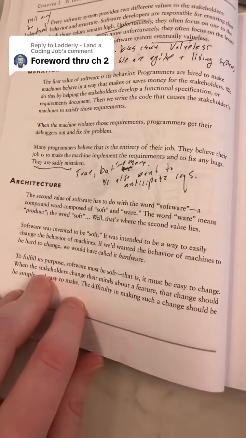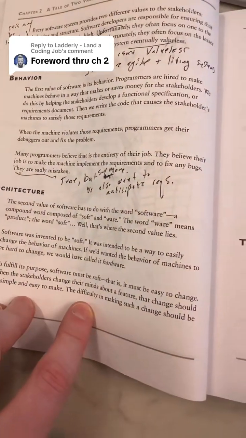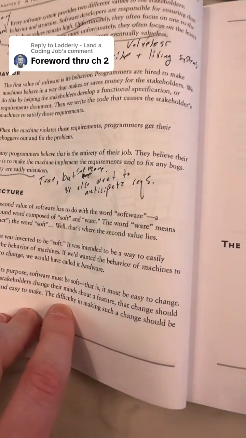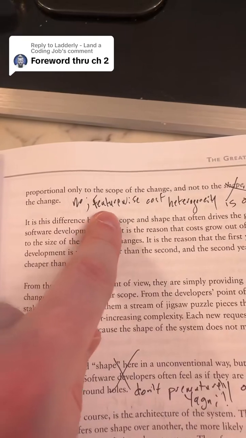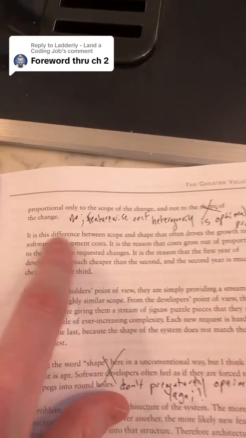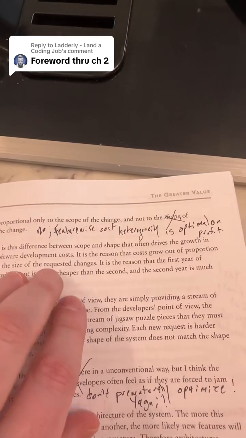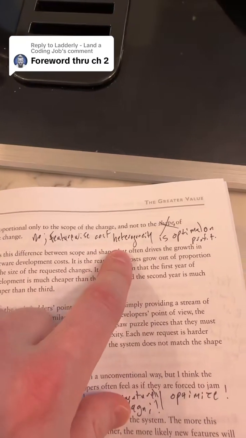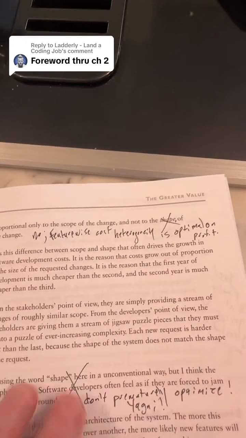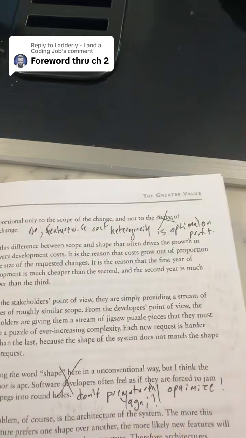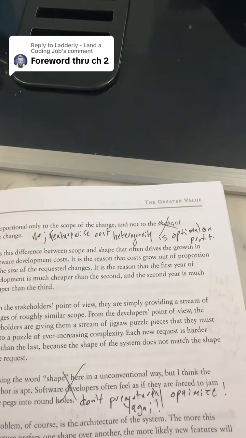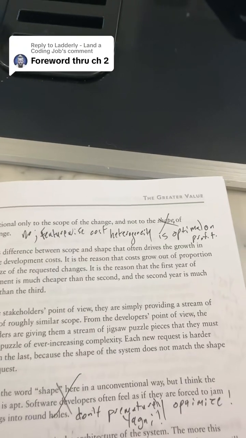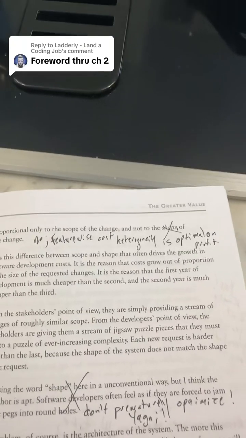So going back to poorly defining the target architecture, he says that an ideal target architecture should make changes such that the difficulty of the change should be proportional to the scope of the change and not to the shape. But this is totally mistaken. Feature-wise cost heterogeneity is optimal for most systems. It's not the case that you need to design a system such that new requirements are equally as effortful as changing existing features. That is totally not the case.